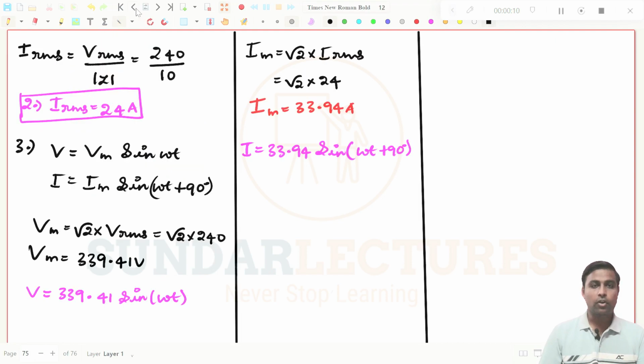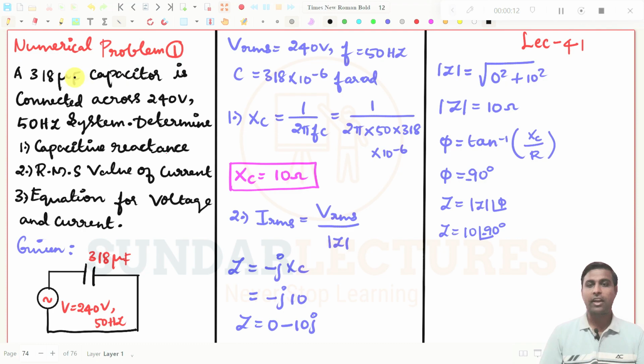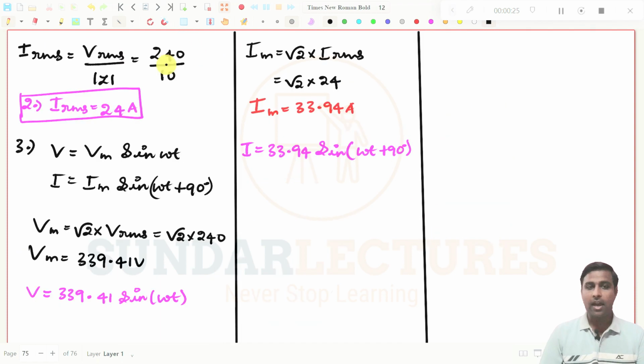And what are all the topics we have seen in the previous class? We have taken a numerical problem, that is a pure capacitive circuit. We are giving AC supply to a pure capacitive circuit, and we have found what is XC and what is the value of Z, and we have got the IRMS value and the equations for voltage and current. These are all the topics we have seen in the previous class.